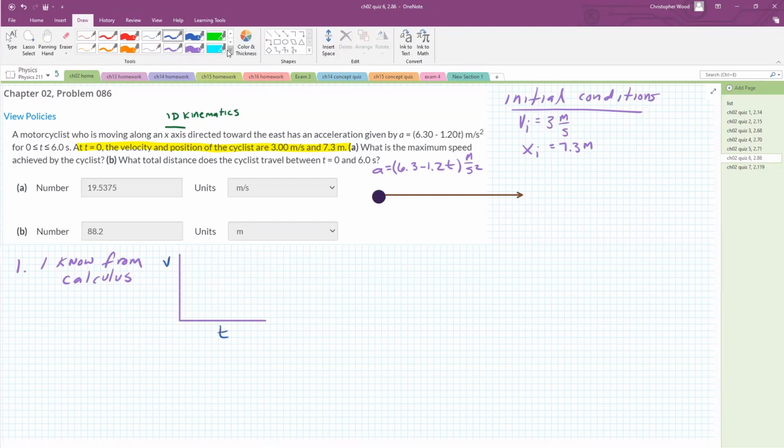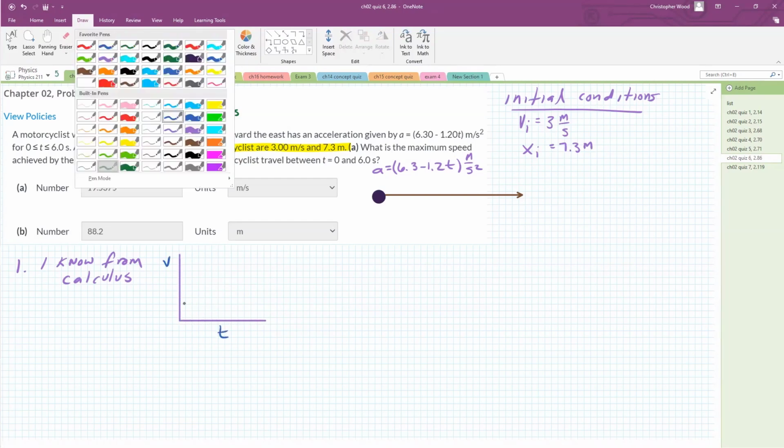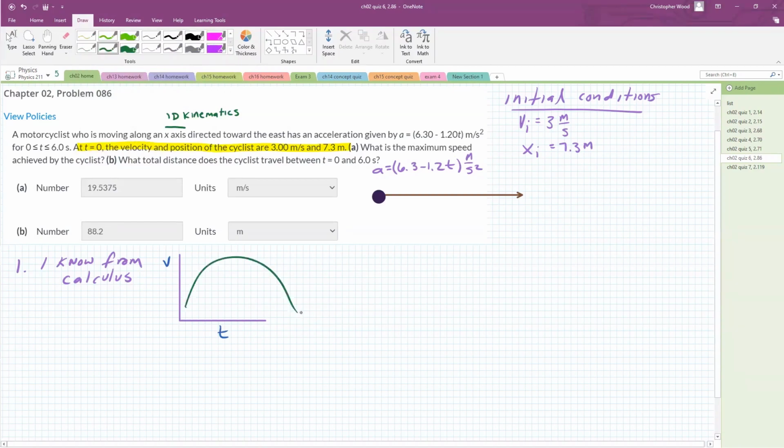And it looks something like that. You know where the maximum velocity is. Because we're trying to find the maximum velocity in part A. What is the maximum speed, which in this case would be the maximum velocity. I'm just not caring about the direction. So right at this black dot, that black dot is showing you the maximum velocity because that's the very peak of that curve.